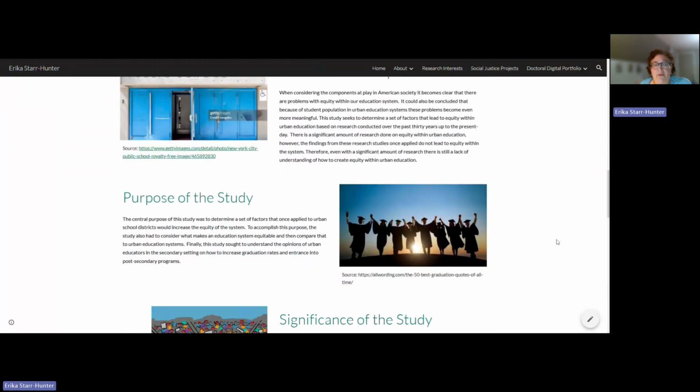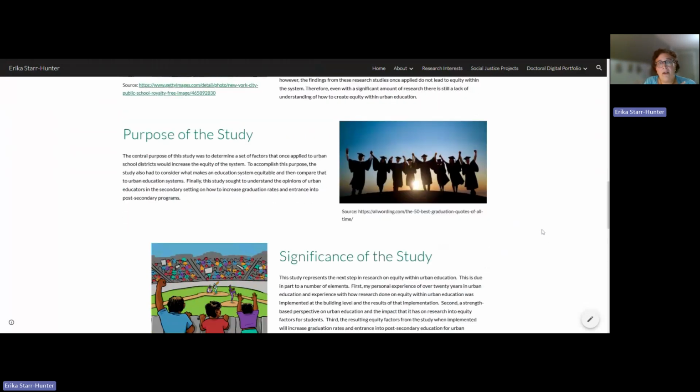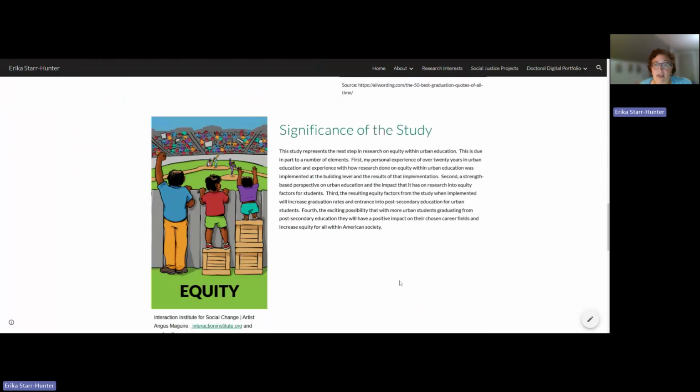And so I wanted to find a set of factors that once you apply them to the system, it would increase the overall equity, and more urban students would be graduating and entering post-secondary programs. I believe the significance is that I provide my own experience. I have over 20 years of experience in urban education. I have a strengths-based perspective on urban students and urban education.